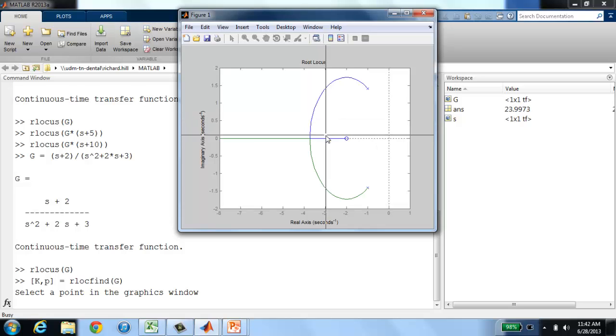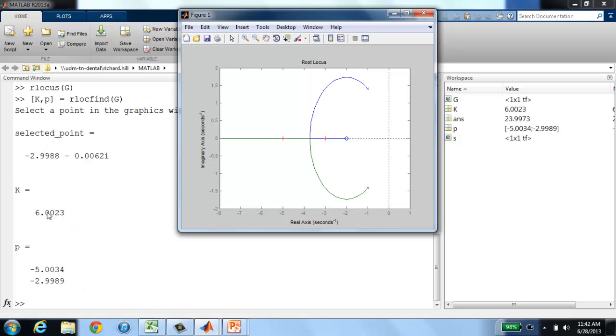So for example, we had discussed how if we had placed a pole exactly at -3, we would get one real pole at -3, but we would also get another pole out here to the left that was faster. So let's go ahead and click on this point -3. And we can see that the value of the gain that places us there is approximately 6. And it looks like we get a closed loop pole at -3 and another closed loop pole at -5. So this can be a helpful command.